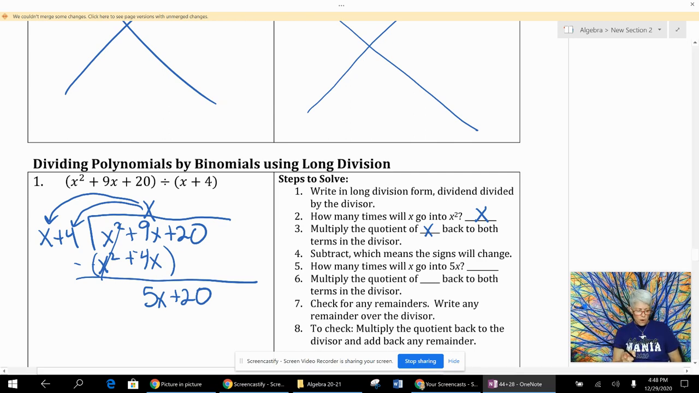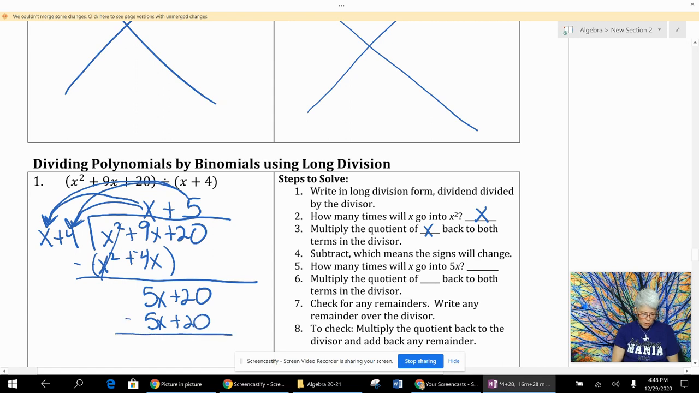x times what is 5x? That's the easier way to think of it. x times 5 is 5x. So I'm going to put the 5 here. It's a positive 5. I'm going to put it over the 20 because those are like terms. And then I'm going to go back to 5 times x is 5x. Here's the new part: 5 times the 4 is 20.